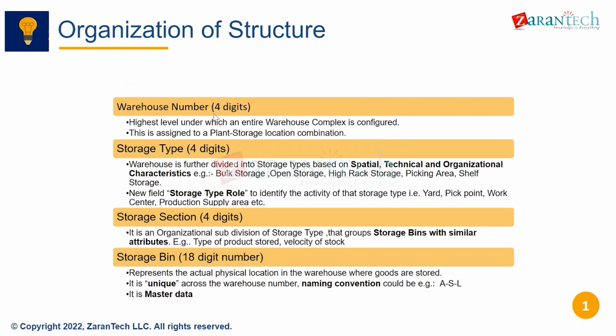Then, as we said, there is a length for each of these entities in the warehouse. You can have 4 digits for the warehouse number, storage type again 4 digits, storage section 4 digits, and then the storage bin. This is the standard. Earlier in WM, in the older version, it was 10 digits, but now it is 18 digits.